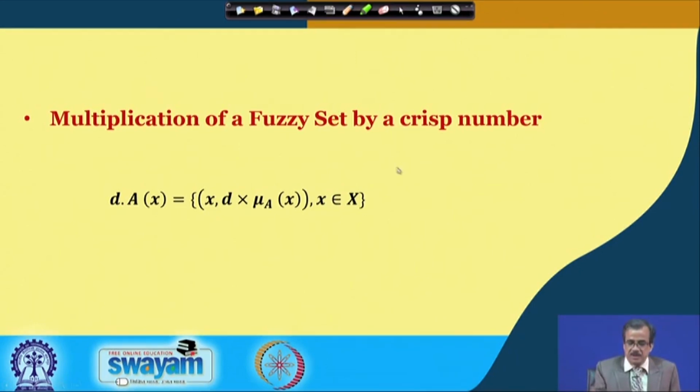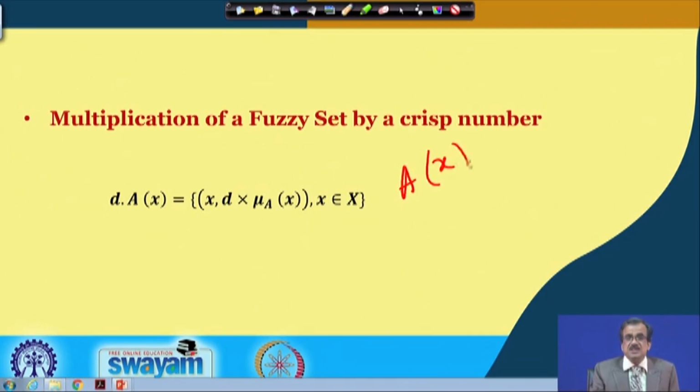For example, say the fuzzy set can be written as follows. Say A(x) is a fuzzy set. Now, this particular fuzzy set I am just going to multiply by a crisp number, that is d. Now, if you see how to write this down, d multiplied by A(x) is nothing but x such that you have the membership function value, which is nothing but d multiplied by mu A(x), x belongs to capital X.